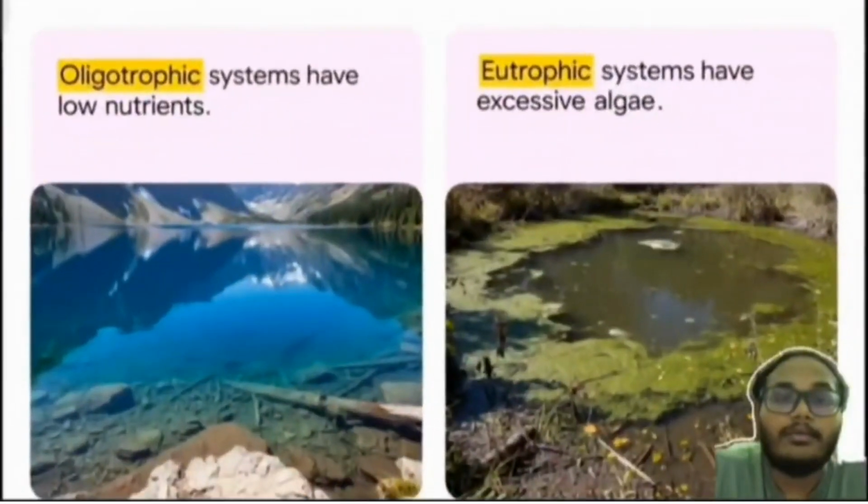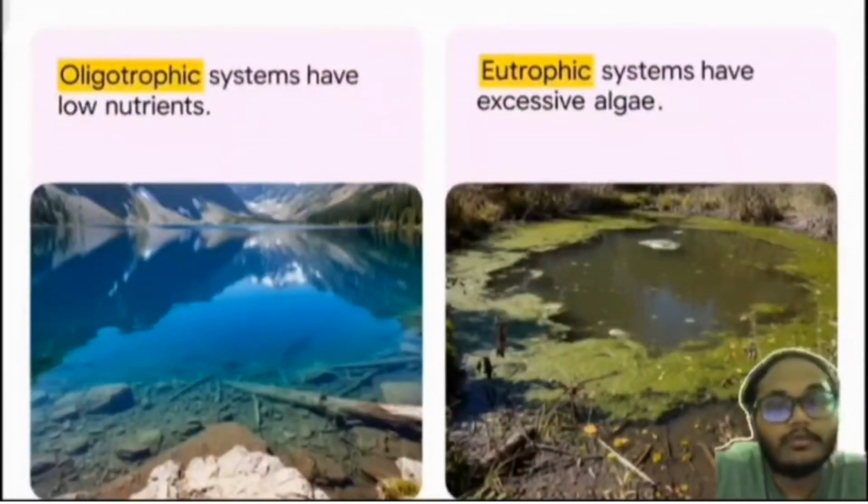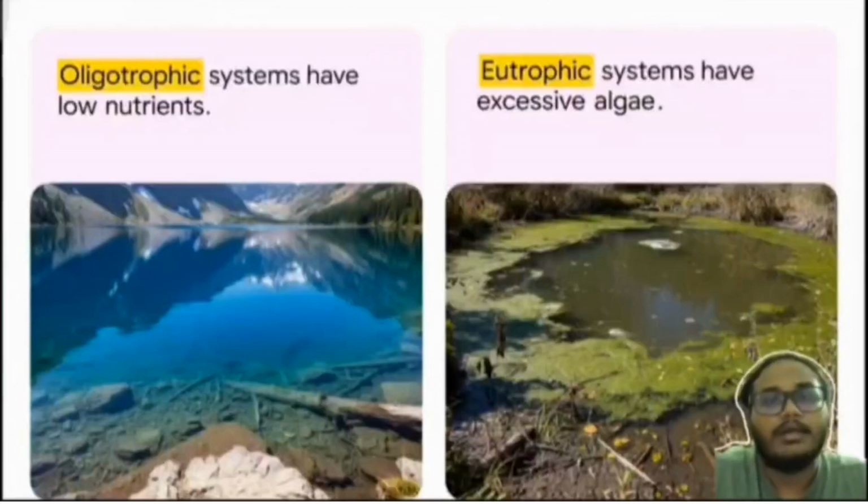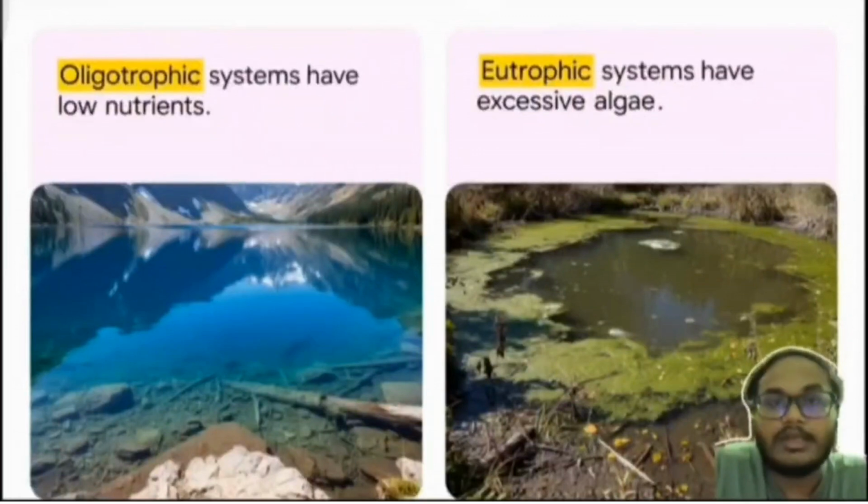In this slide, I would like to compare the oligotrophic and also eutrophic system. Oligotrophic water contains low nutrient level, clear water, and high oxygen concentration, which supports healthy aquatic life. In contrast, eutrophic water contains excessive nutrients, causing algae bloom, murky water, and low oxygen level, and reduces the biodiversity.